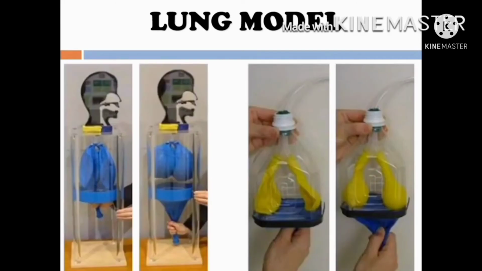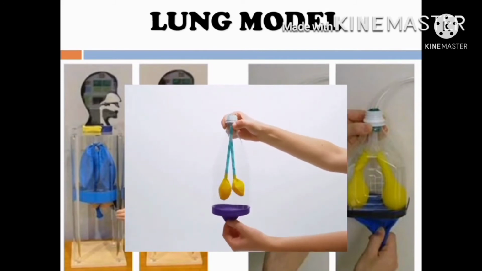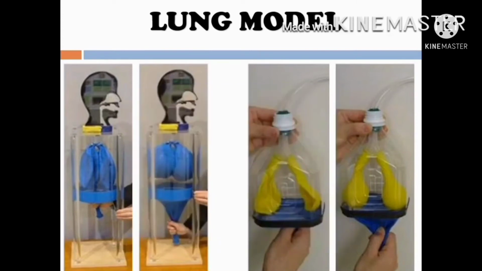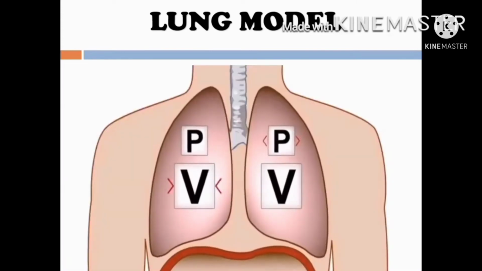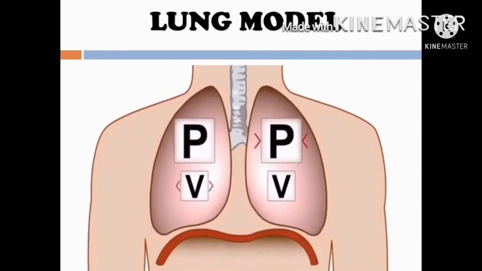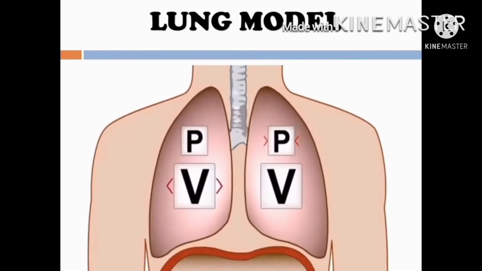In grade 9, your teacher probably asked you to make a lung model to explain the respiratory system. What do you notice as you pull the bigger balloon that represents the diaphragm? Yes, the lungs expand. This actually applies Boyle's law. Pulling the rubber balloon represents inhaling.